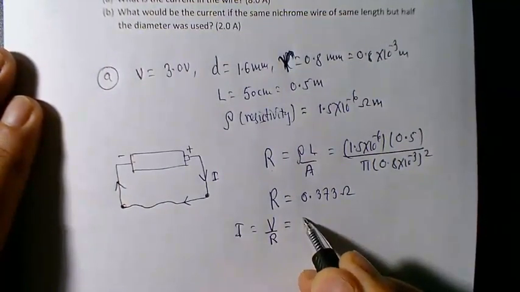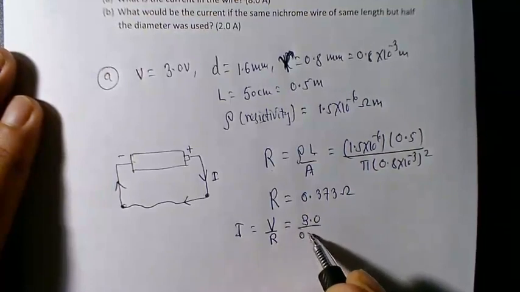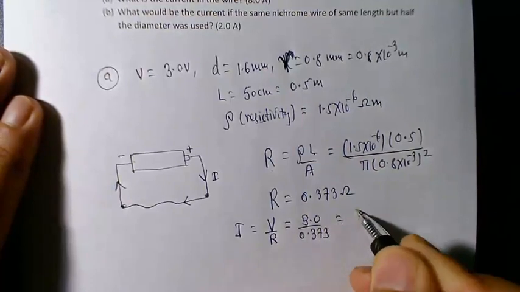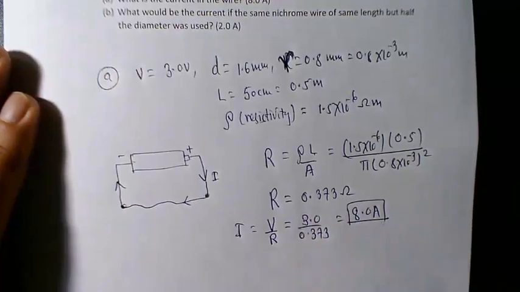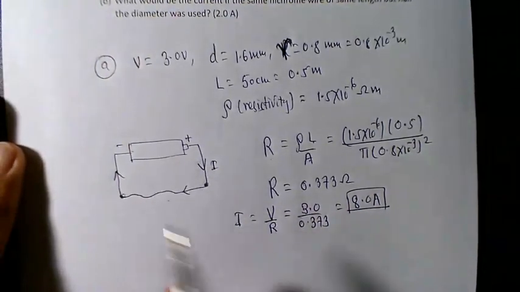So for voltage you use just 3 volts, and the resistance is 0.373. If you do that, the current will be 8 amps exactly. So 8 amps of current is flowing through this nichrome wire.